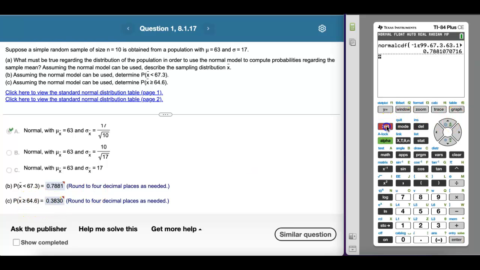Likewise, let's do the next one, because that's going to be just a really quick change. This is a greater than statement. And remember, because this is a continuous distribution, then I do not have to concern myself with greater than versus greater than or equal to. Unlike that binomial approximation piece, remember that we did in the last chapter. My upper bound, let's use 1E99. Everything else stays the same. And again, we arrive at 0.3830 when we round.